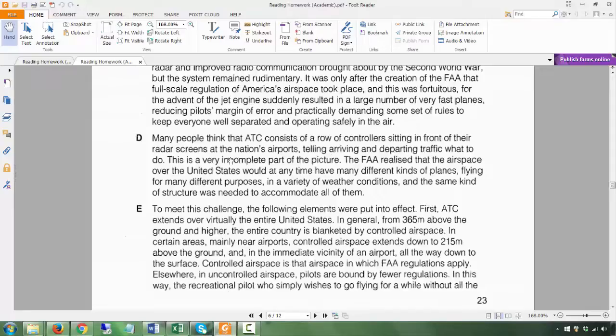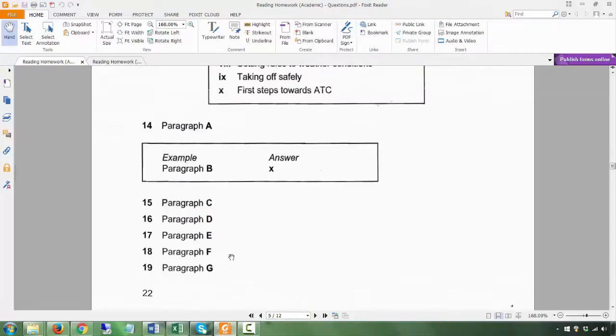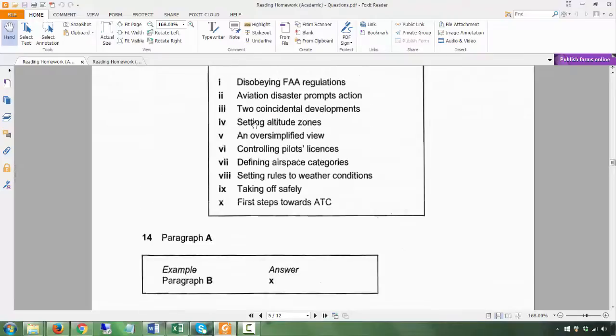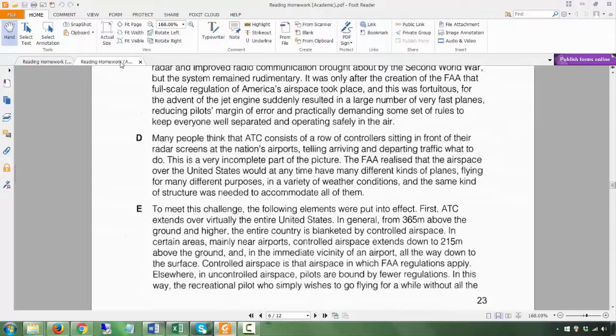You can't just think that ATC consists of a row of controllers sitting in front of their radar screens at the nation's airport, telling arriving and departing traffic what to do. Okay, so this is an incomplete part. Again, the synonym, the paraphrase here, incomplete part of the picture. And paragraph E, the answer will be setting altitude zones.